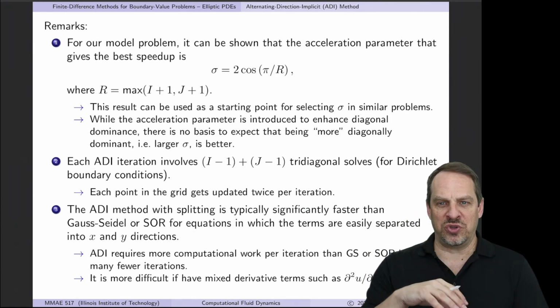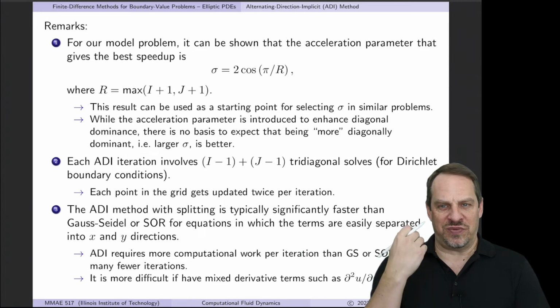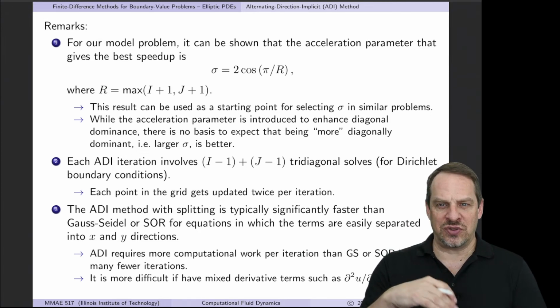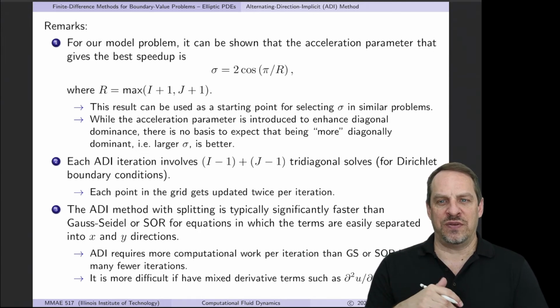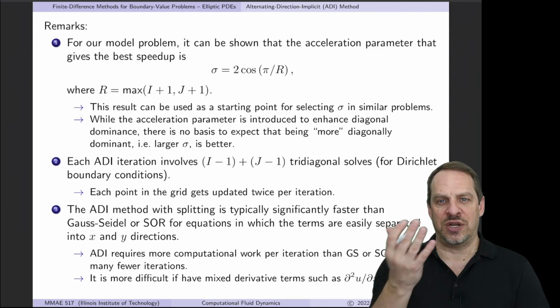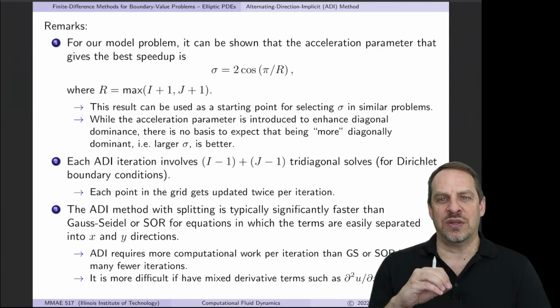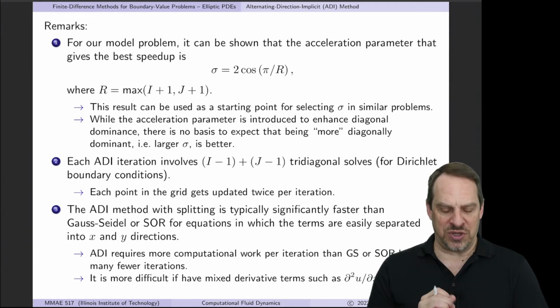In general, for most problems, we do not know sigma, and we have to try different values of sigma. You can use this as a starting point, but this will not give you the best sigma. And in fact, this sigma may not even work for a different case. So if you change the boundary conditions from Dirichlet to Neumann or Dirichlet to Robin, then this is no longer the best value of the acceleration parameter sigma to use.